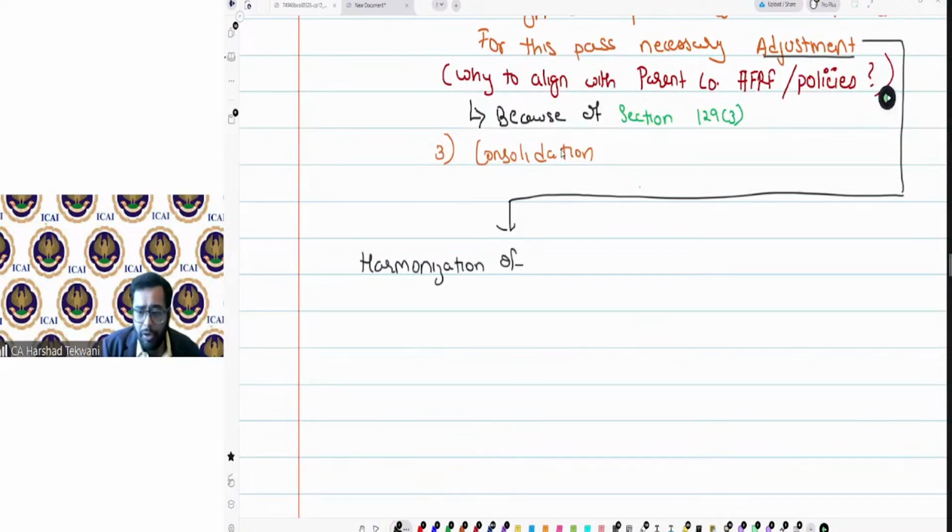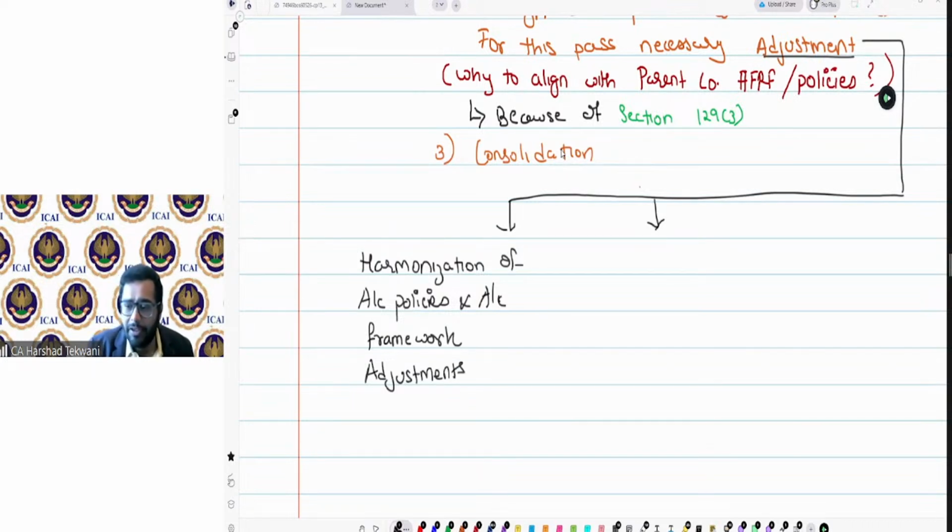Harmonization of accounting policies and accounting framework, that is financial reporting framework basically. So harmonization of accounting policies and financial reporting framework adjustments can be there. The second can be adjustment with respect to intercompany elimination.